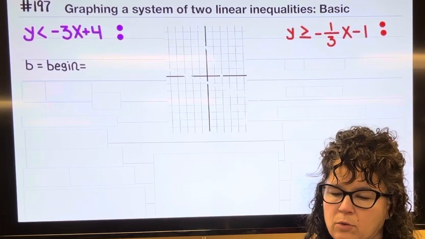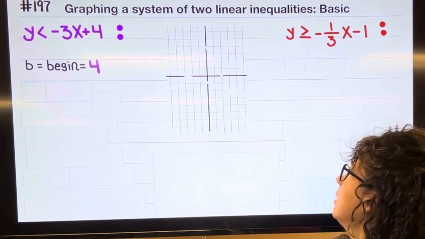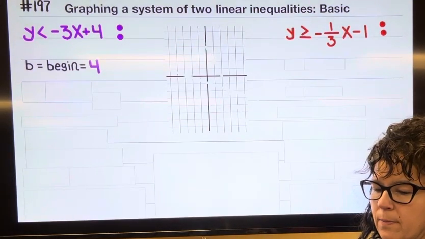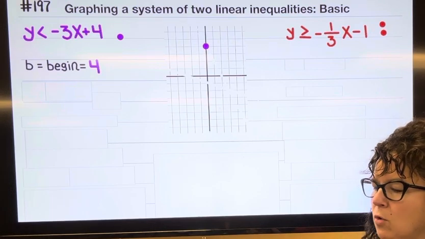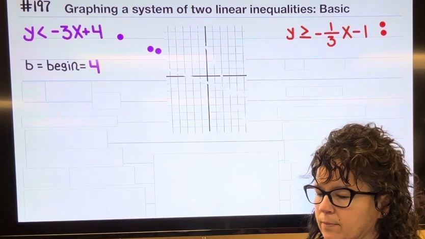I'm going to begin at 4. So I'm going to come over here, and at 4 on the y-axis, I'm going to put a dot there.